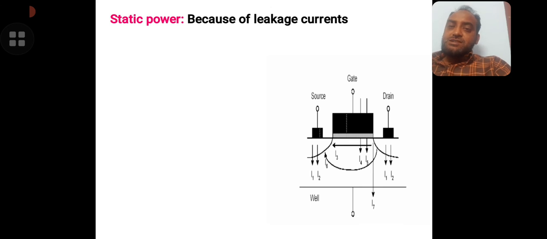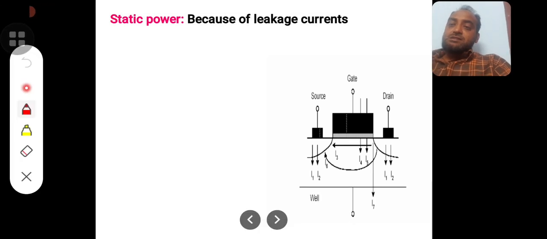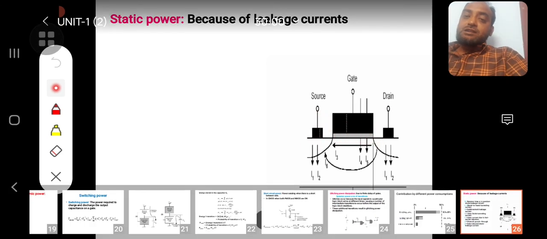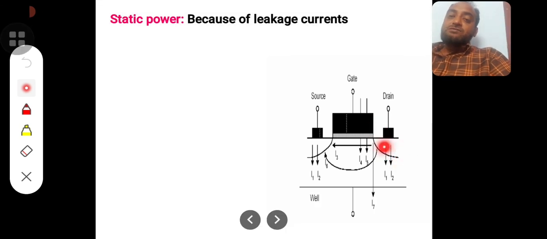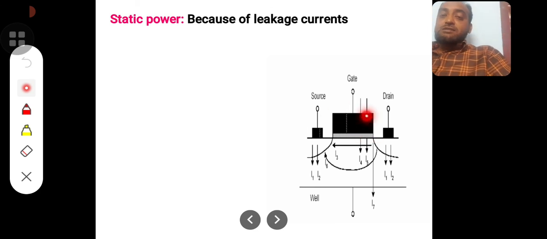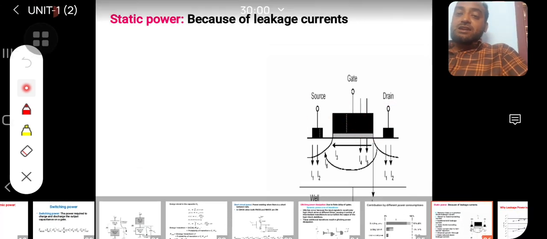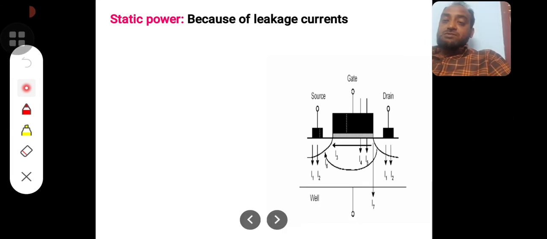Now this is the MOS transistor structure. In this MOS transistor structure, if you see, this is the source contact and this is the drain contact, and this is the drain diffusion region, and this is the source diffusion region, and this gray one is the SiO2 gate dielectric, and this is the gate metal. These three are the contacts. Now there are many currents which you can see: I1, I2, I3, I4, I5, I6, and I7.